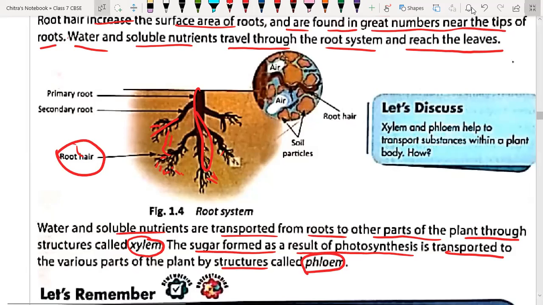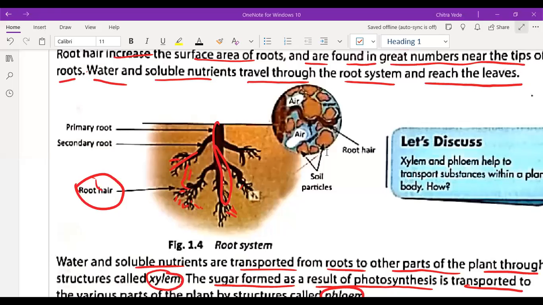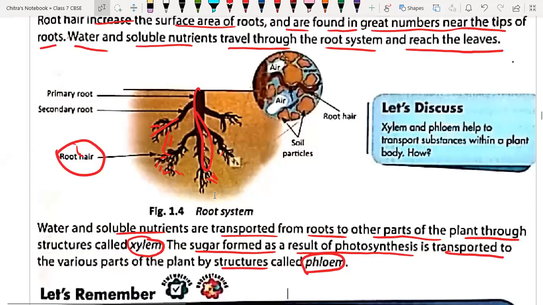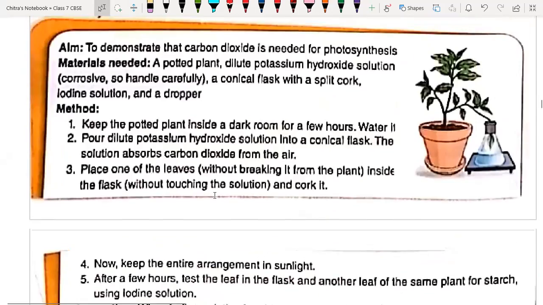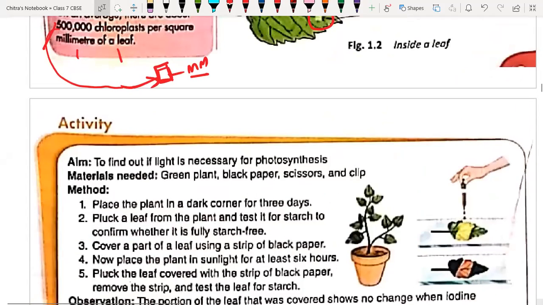If anyone has a doubt, you can ask the question here. So here we have completed the autotrophic nutrition. In the next video, we will continue with the heterotrophic nutrition. Okay, everyone? Yes, sir.